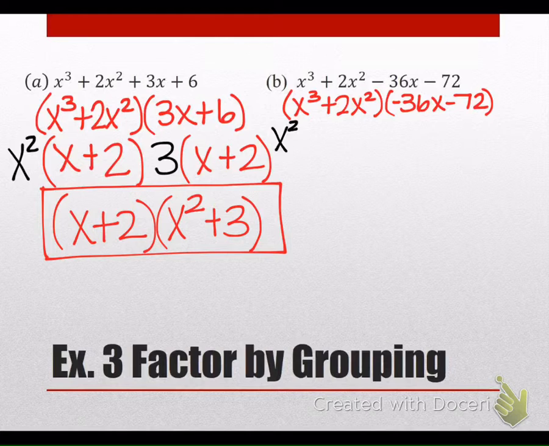Always pull out the smaller exponent. So what did that leave you with inside? X plus 2. Awesome. Or no, just 2. Remember, x squared divided by x squared is just going to be 1, so we just bring down the 2.